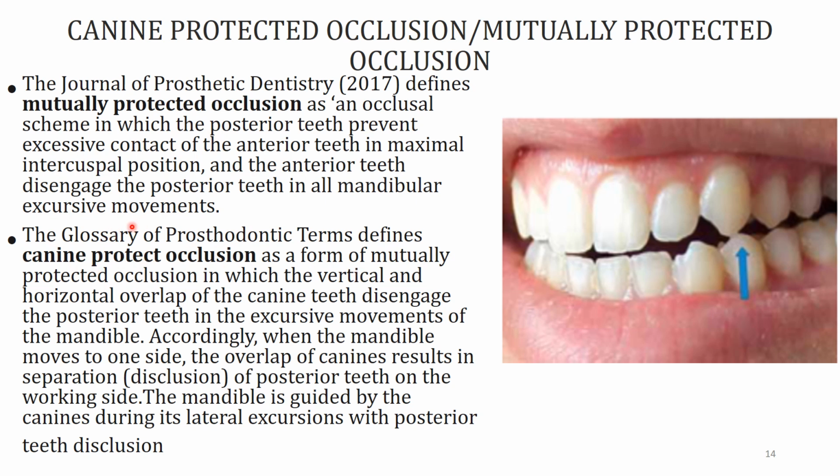Now coming to the GPT definition of canine protected occlusion. This is mutually protected occlusion in which vertical and horizontal overlap of the canine teeth disengage the posterior teeth in excursive movements of the mandible. When we move the teeth side to side, if the canine guides our movement and is the only one touching, then you can appreciate that it is a canine protected occlusion.